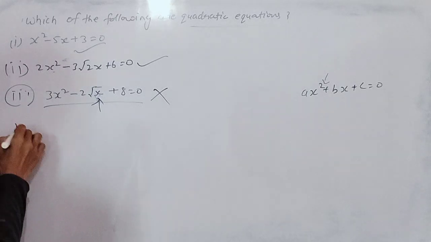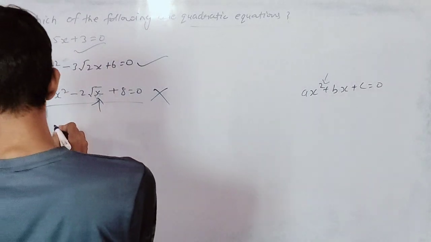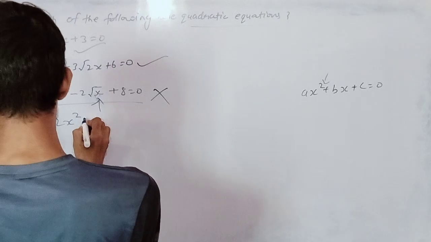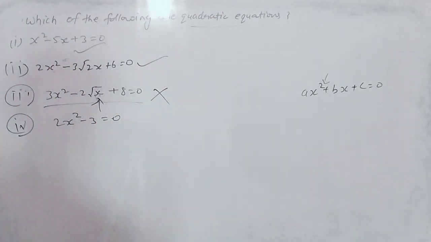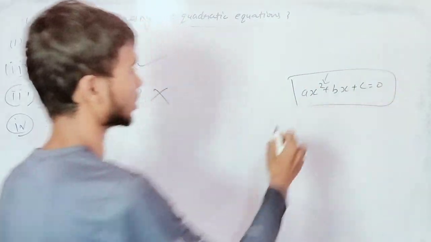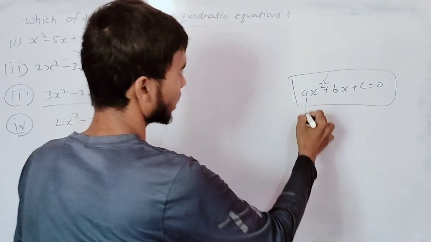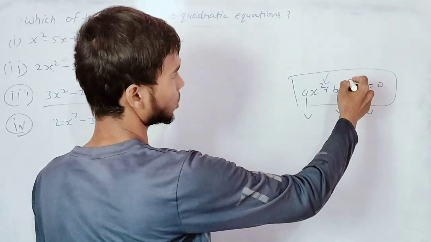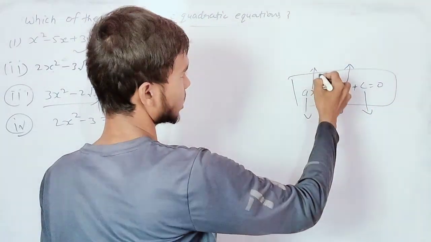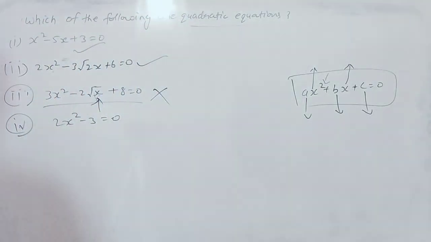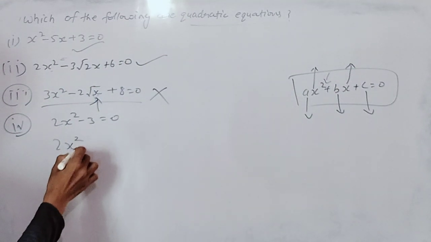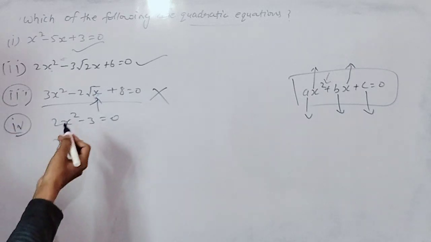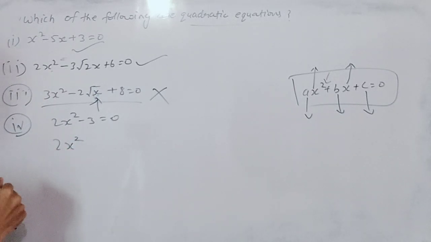Now next, one more. What about this? Here you can see we don't have 3 terms. As you know, A is a coefficient number, B is a coefficient number, C is a constant number, x is a variable, and 2 is an exponent. Here in 2x square, 2 is an exponent, showing that it is quadratic.